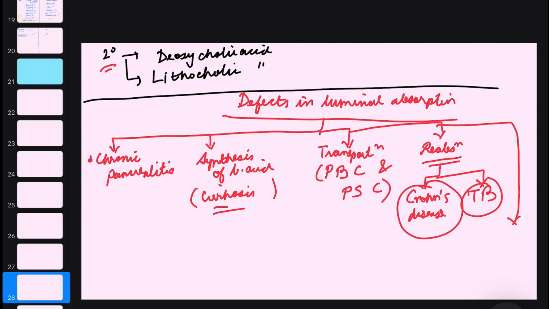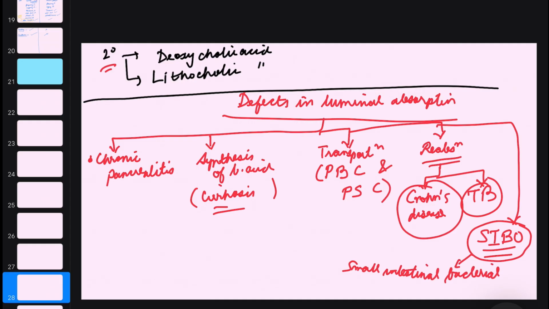This interesting thing that I said about the small intestine having deconjugating bacteria is a very special disease, which we'll talk about later, called SIBO. SIBO means small intestinal bacterial overgrowth. So if the small intestine itself also has the deconjugating bacteria, then we'll have this problem.